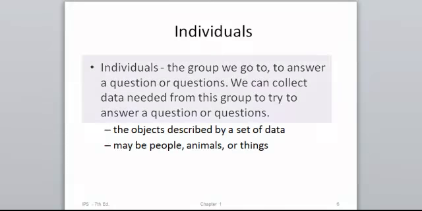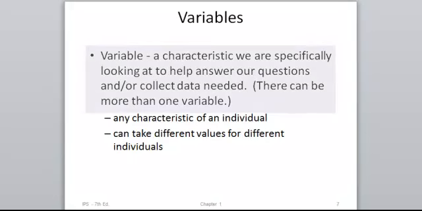So as I said, what is an individual? It's the group we go to answer a question or questions, and we can collect data needed from this group to try to answer a question or questions. So it's the objects described by a set of data. It could be people, animals, or things. A variable is a characteristic we are specifically looking at to help answer questions and or collect data that is needed. There can be more than one variable that will help us to answer the question. So it's a characteristic of one of the individuals in our study. Any characteristic of an individual, it can take different values for different individuals.